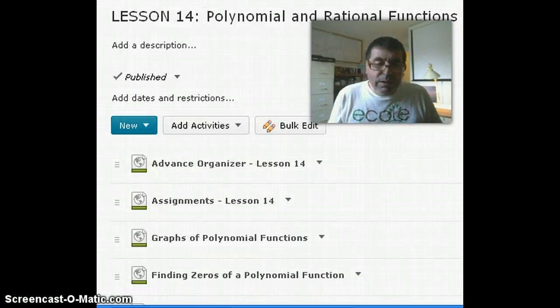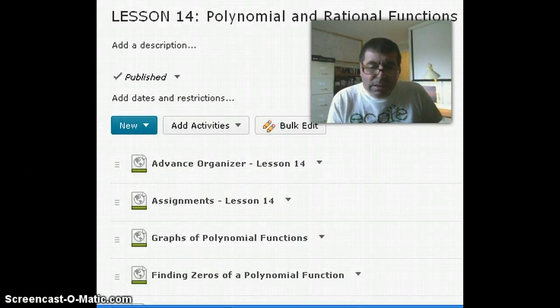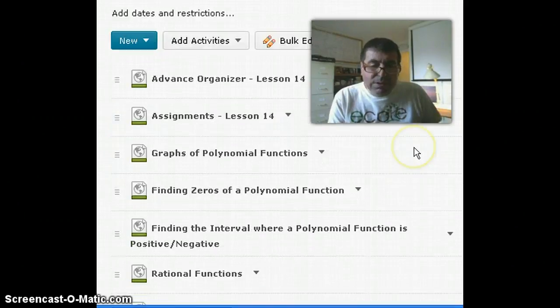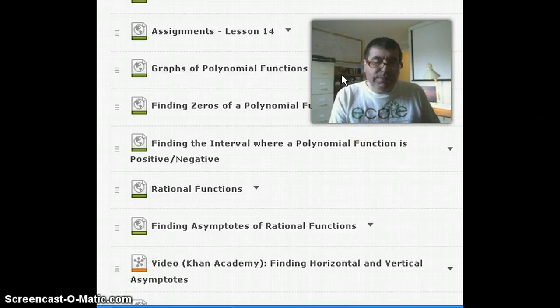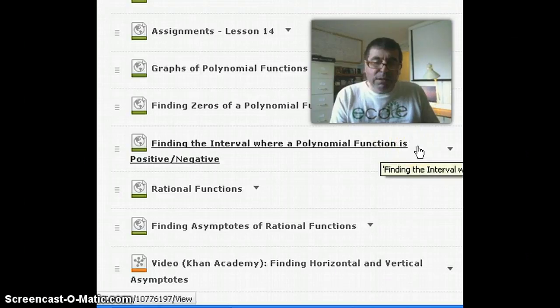Okay, we're looking in our lesson 14 task list, and we notice we have our advanced organizer. So there's the overview, our assignment, which are the major reading and then the problem assignments. Here's a good additional reading on the graph of polynomials of the zeros, finding an interval that a polynomial function is positive or negative, and that is a lot like those polynomial inequalities.